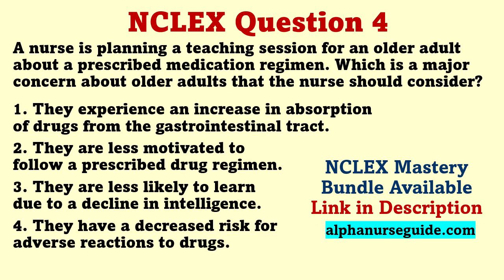A nurse is planning a teaching session for an older adult about a prescribed medication regimen. Which is a major concern about older adults that the nurse should consider? 1. They experience an increase in absorption of drugs from the gastrointestinal tract. 2. They are less motivated to follow a prescribed drug regimen. 3. They are less likely to learn due to a decline in intelligence. 4. They have a decreased risk for adverse reactions to drugs. The correct answer is 2. They are less motivated to follow a prescribed drug regimen.